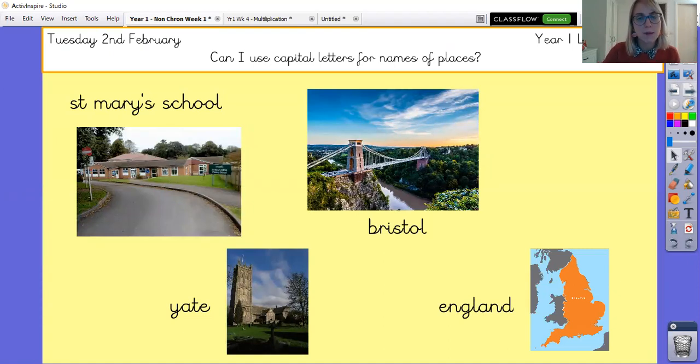So yesterday we were using capital letters for names of people. We know that when we write someone's name, it's a proper noun, so we need to put a capital letter, and it's the same with names of places. So we've got some places on the board. We have St. Mary's School. We have Yate, the town that the school is in and where lots of you live. We've got Bristol, which is the city which we live near. And then England, which is the country we live in. So these are names of places, but they are missing their capital letters.